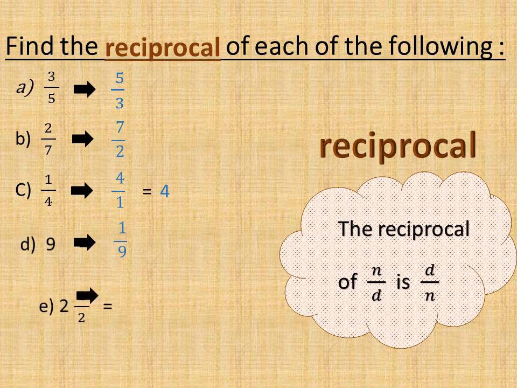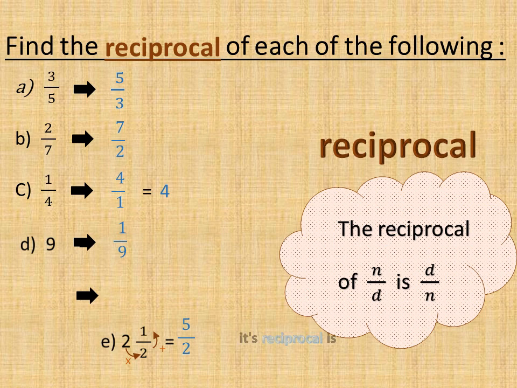Now, 2 and a half. Here, 2 and a half is a mixed number. How can we get the reciprocal of any mixed number? First, we have to convert this mixed number into an improper fraction. How can we do this? We will make it by plus. 2 times 2 equals 4. 4 plus 1 equals 5. So it will be 5 over 2 as a fraction.